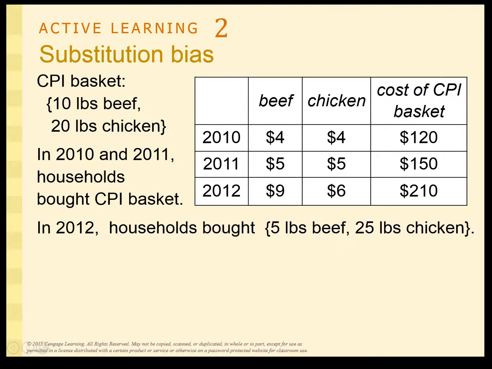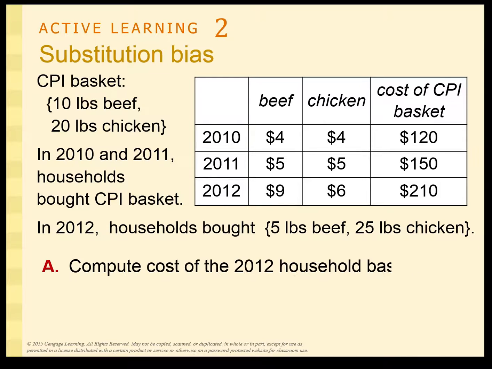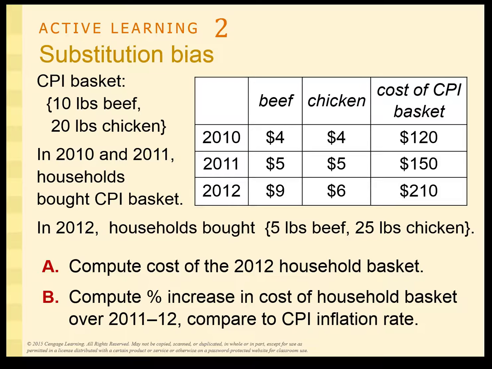So let's say that in 2012, households bought instead 5 pounds of beef and 25 pounds of chicken. All right, this is the actual basket. The problem is it's going to be a different price than the CPI basket, which is supposed to estimate what people bought. So what I want you to do is compute the cost of the 2012 actual household basket, this one that has 5 pounds beef and 25 pounds chicken, and then when you're done with that, compute the percent increase in the cost of the household basket versus the CPI inflation rate that you found in the last example.